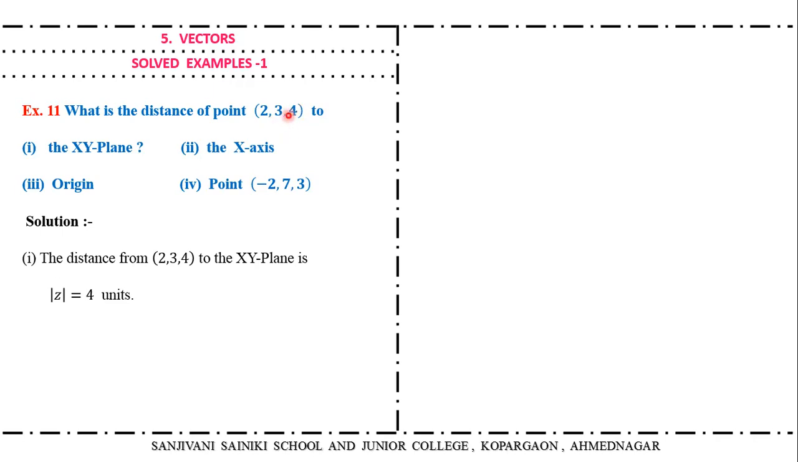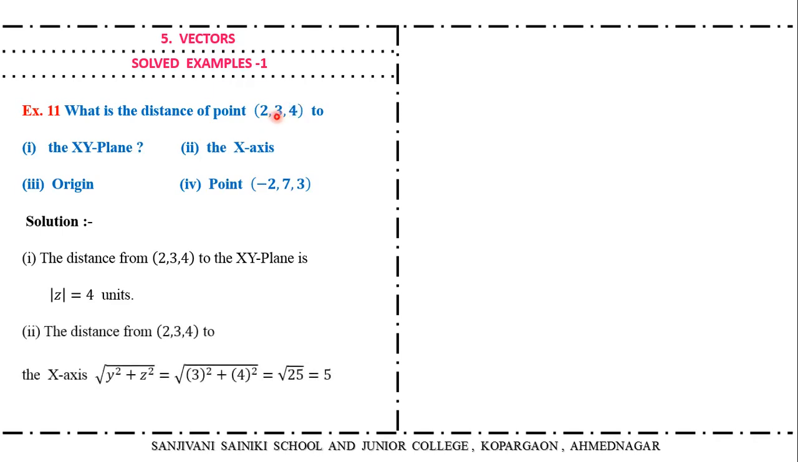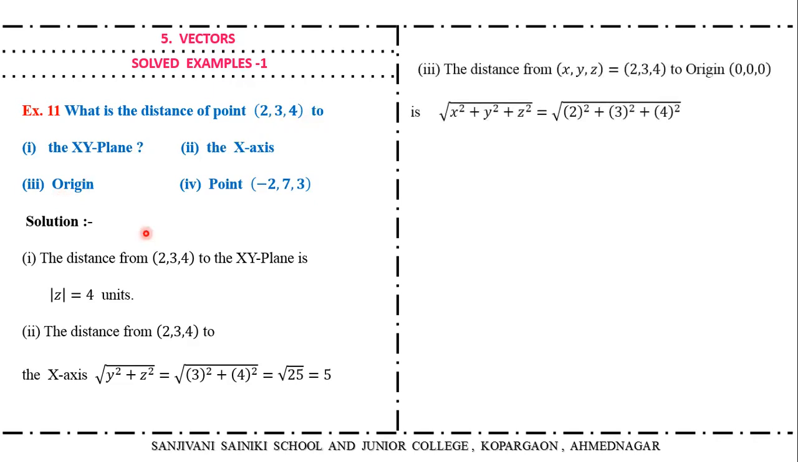Similarly, the distance of the point from the yz plane is the modulus of the x coordinate. The distance of the point from the xz plane is the modulus of the y coordinate. The distance of the point from the x-axis is the square root of y square plus z square. Similarly, the distance from the y-axis is root x square plus z square. To find the distance of the point from the origin, we use root x square plus y square plus z square.